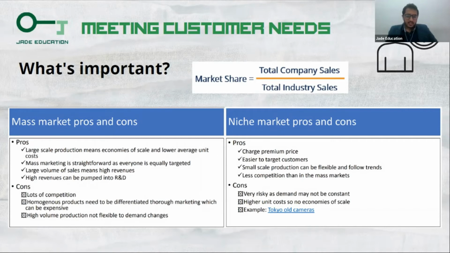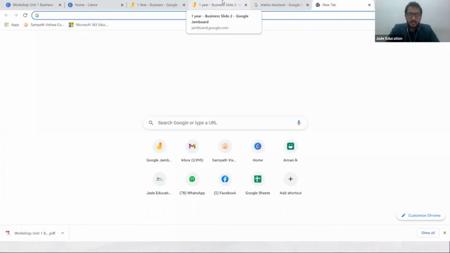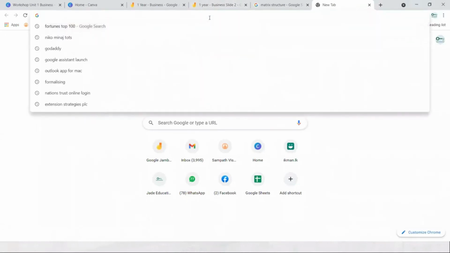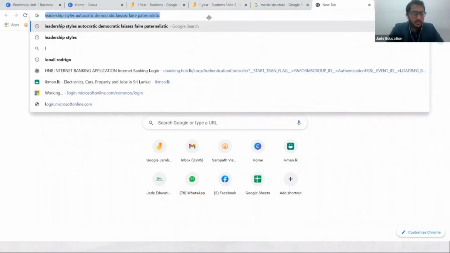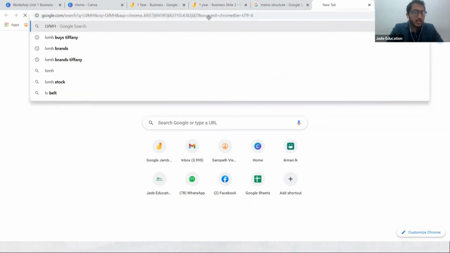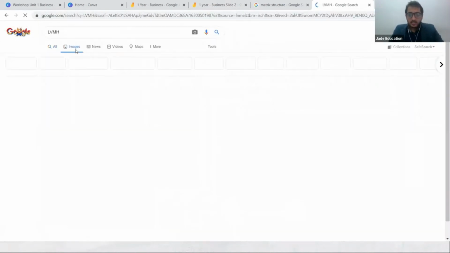That being said, don't think that the niche market doesn't make profits. Niche market makes a lot of profits. For example, if you guys know Louis Vuitton, can you guys see my screen? I'm switching to my browser. Can someone confirm if you can see it? Yes, sir. So if you look at LVMH, Louis Vuitton, you guys must know this brand. It's huge. So LVMH is a niche market.